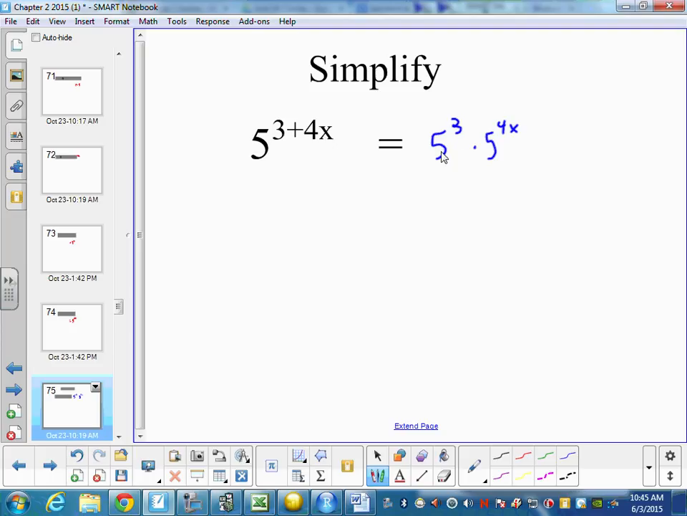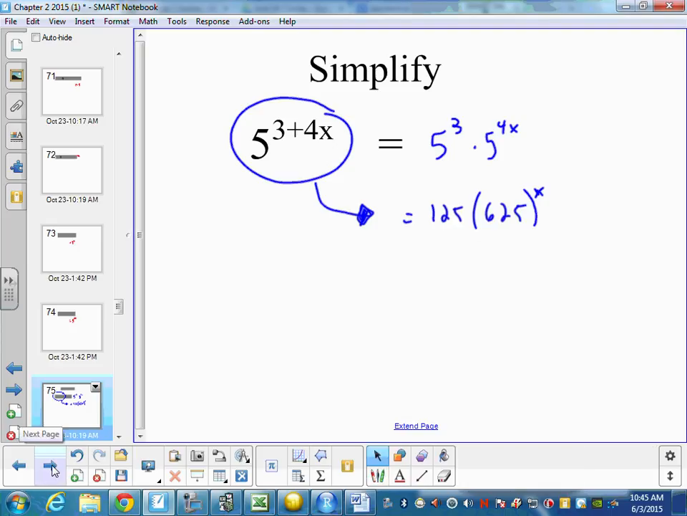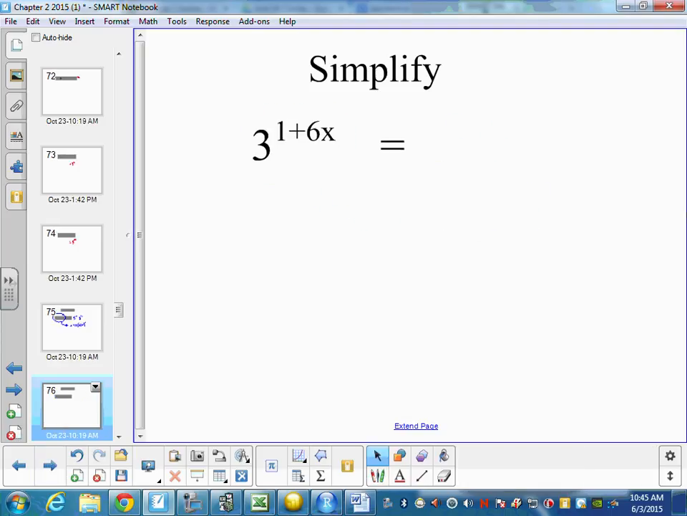Now I can simplify this by taking 5 to the third, which is 125, and 5 to the fourth, which is 625. And that x we didn't do anything with, so that stays in the exponent. So this is the same thing as that. We're going to need to be able to make that transition when we're dealing with these logarithms. So you try this one.